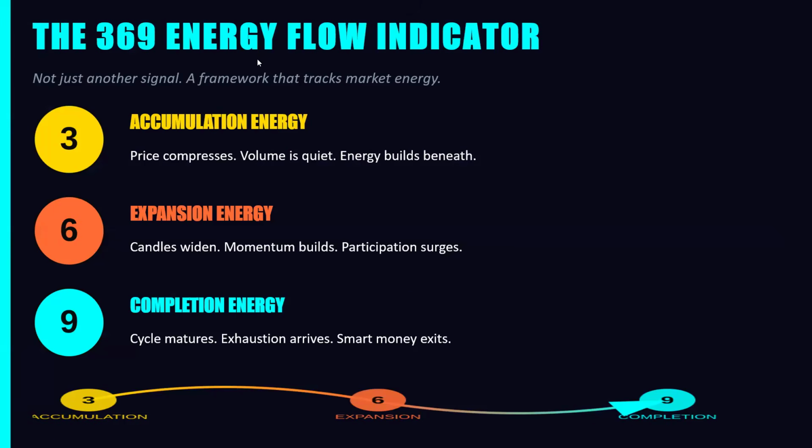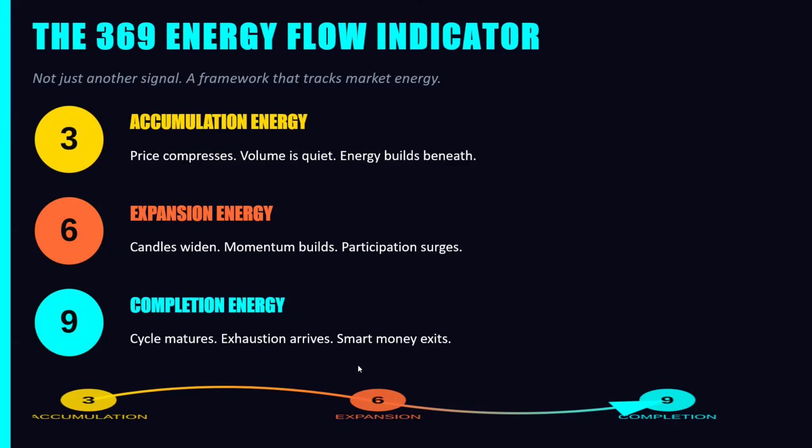What is this 369 energy flow indicator? It is not just another signal, it is a framework that tracks market energy. Number 3 is accumulation energy. Price compresses, volume is quiet, and energy builds beneath. 6 is expansion energy. Candles widen, momentum builds, participation surges. 9 is completion energy, that is exhaustion.